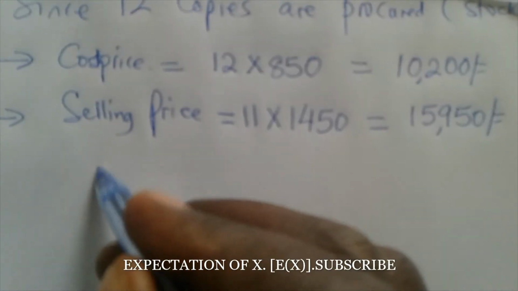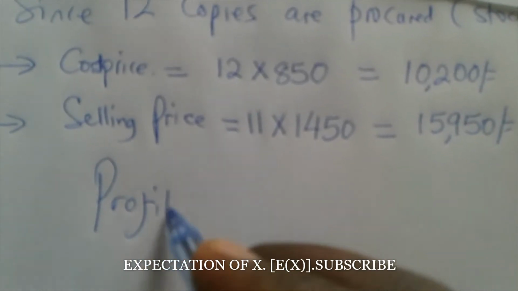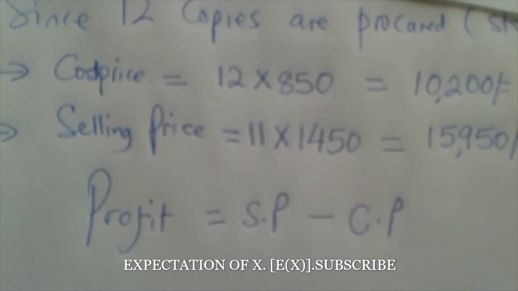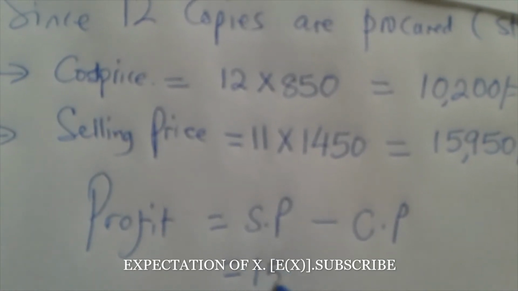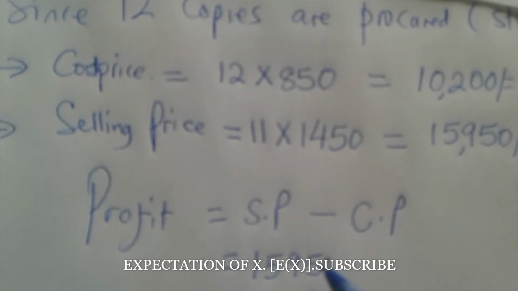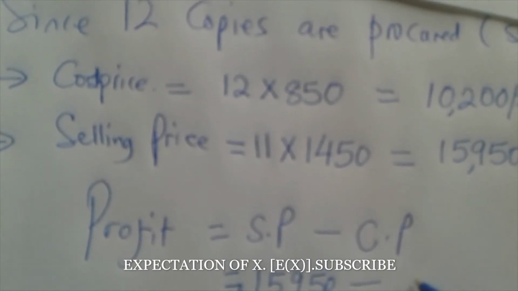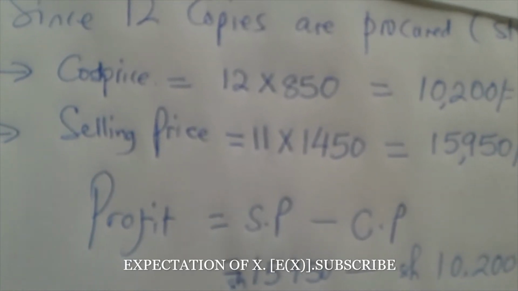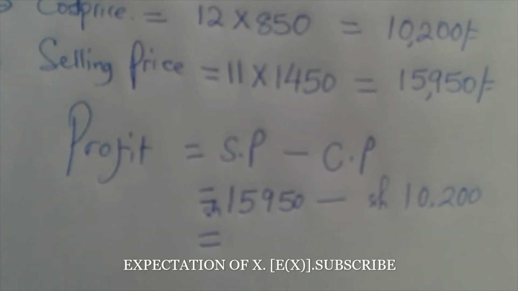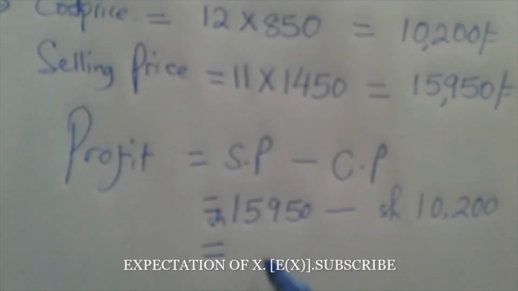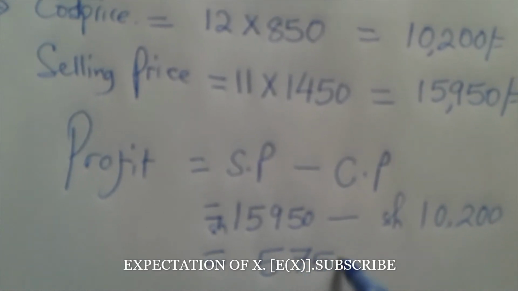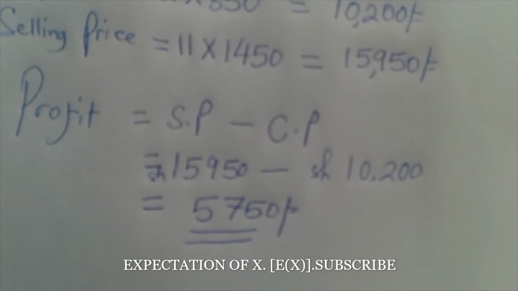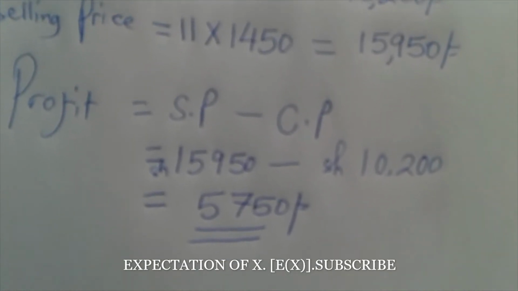Therefore, from your O level, profit is selling price minus cost price, so we shall have a selling price of 15,950 shillings minus 10,200 shillings, and this will give us the profit, which is 5,750 shillings. So this is the profit that is made on 11 copies sold in a particular week.